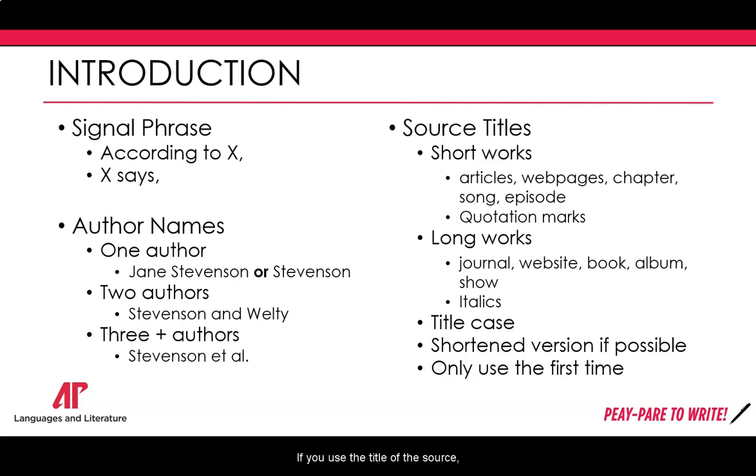If you use the title of the source, you should indicate what type of text it is by using quotation marks for short works, such as articles and chapters, and italics for long works, which we also call containers, such as journals and books. Use title case, which requires you to capitalize the first letter of each word in the title except for the articles such as A, an, and the, and prepositions. If a title is particularly long, try to use a shortened version of it. For example, many academic article titles have a main title followed by a colon and a subtitle. In this case, just use the main title. Finally, only use the title the first time you use a source so your paper doesn't become cluttered.